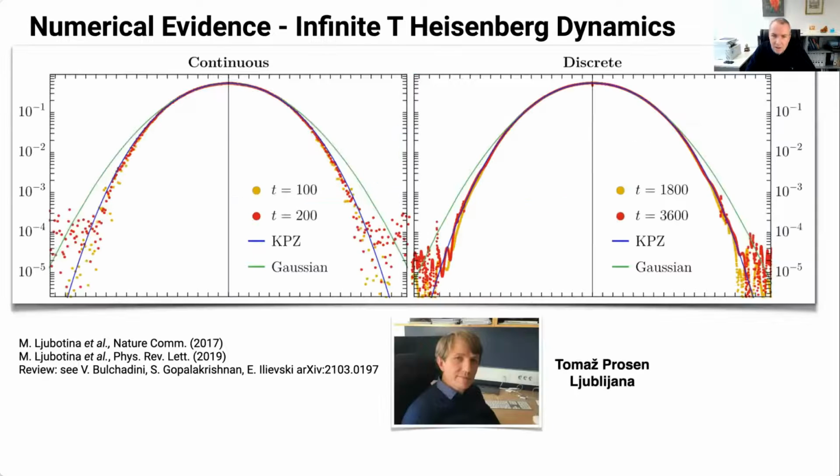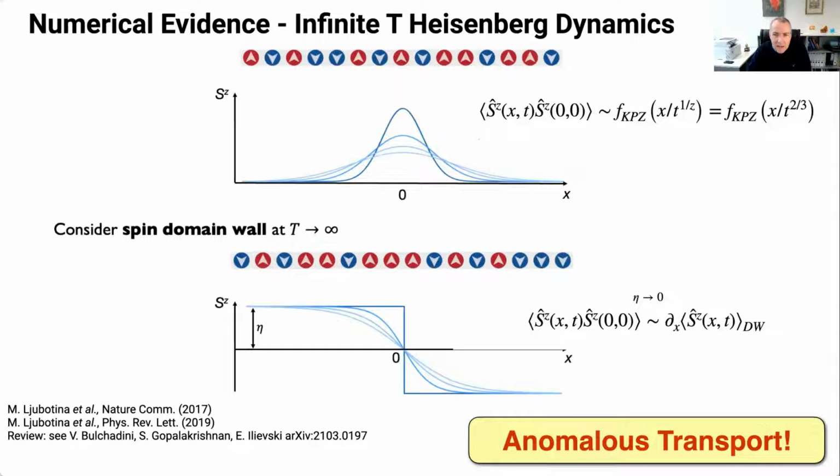All right, here are the data from Tomáš's group who showed that, looking at this dynamical spin-spin correlation function, it's not a Gaussian, but it fits very well with this KPZ universality class. Now, Tomáš and his group also showed a little bit later, or around the same time, that another way to measure this dynamical spin-spin correlation function is to look at the melting of domain walls.